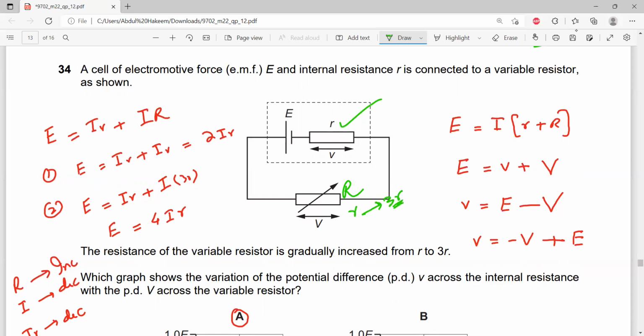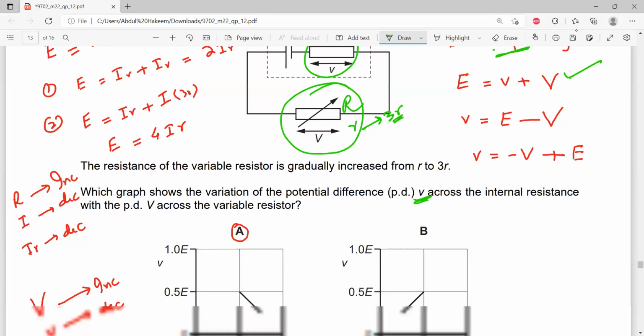Which graph shows the variation of the potential difference across the internal resistance with the PD across the variable resistor? According to Kirchhoff's second law, EMF is equal to I times the sum of the resistors. This is internal, this is external. So I times small r is the voltage across the internal resistance, represented by small v. And I times capital R is the potential difference across this resistor, represented by capital V.